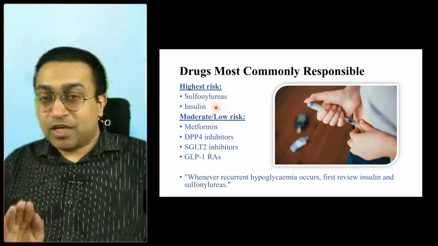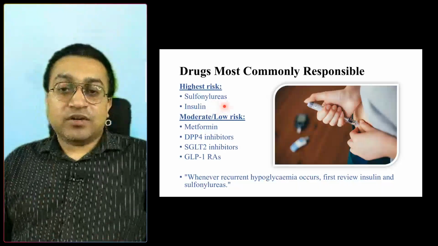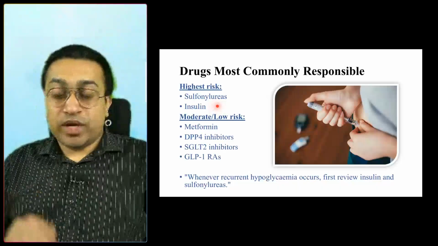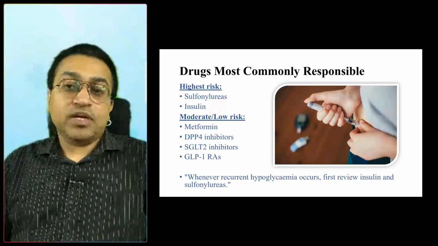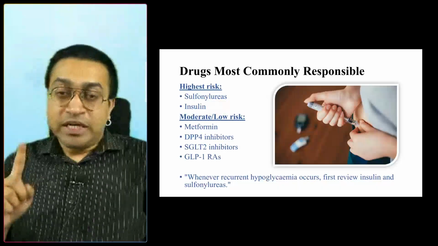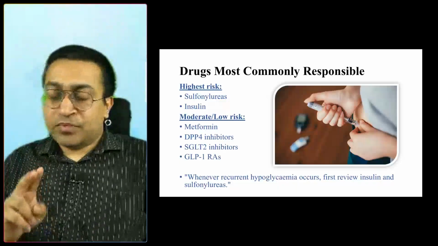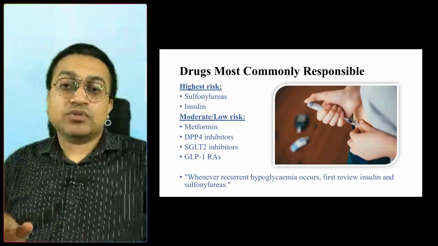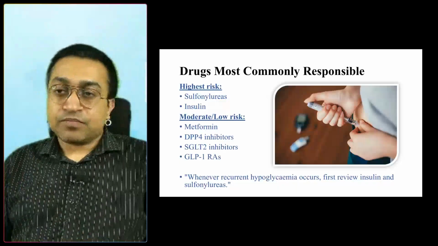So please make sure you take a proper history: if the patient is on insulin, then at what time he or she is taking the insulin, number one. Number two, whether he or she is manipulating the values by herself or himself.